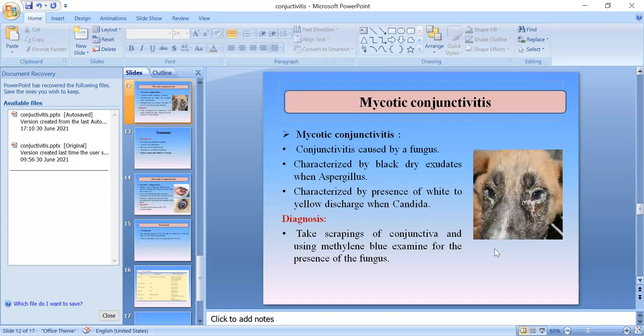Then mycotic conjunctivitis. Conjunctivitis caused by fungus is mycotic conjunctivitis, characterized by black dry exudate in Aspergillus. In case of Aspergillus, there is a black dry exudate. Then yellow discharge when Candida infection. Diagnosis: take a scraping of the conjunctiva and examine using methylene blue for the presence of fungus. First you take a sample and advise examination for whether it is Candida or Aspergillus infection, and according to that you can give your treatment.